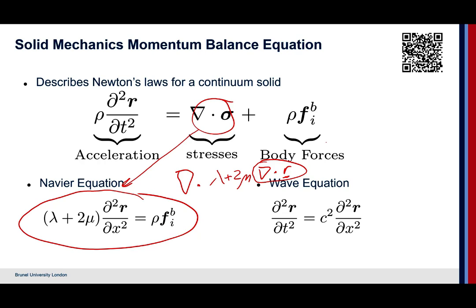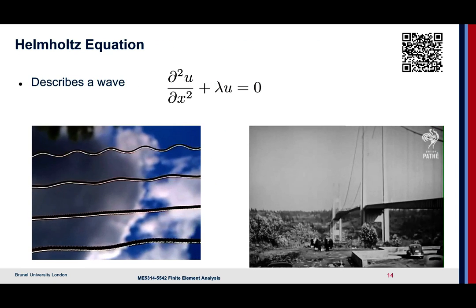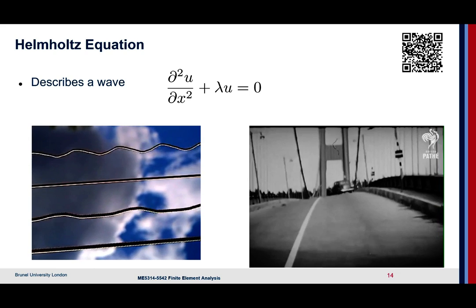If you have no body forces and you rearrange this and just keep the acceleration term, you can end up with a wave equation. And I'll come back to that in a sec. But essentially, this equation, within the terms we've talked about already, we've already started to look at both the stretching of a solid and also the case for a wave equation. Now, to give you a couple of examples of how a wave equation works, and this is the form of the Helmholtz equation you've seen. On the left, we've got standing waves in a spring.